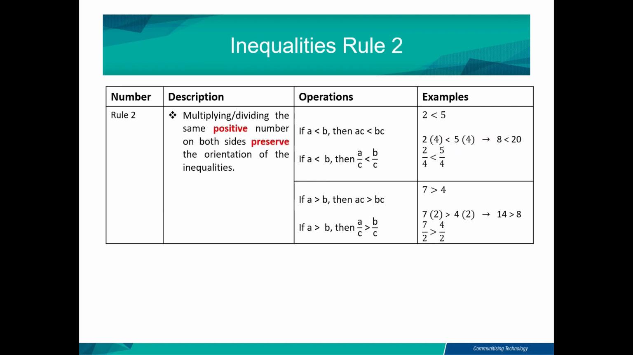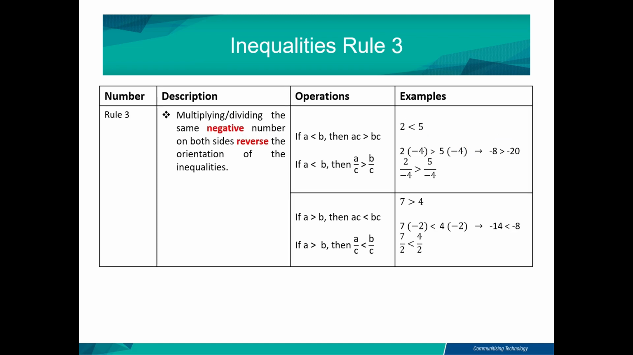When we multiply or divide by the same positive number on both sides, again it will preserve the orientation of the inequality. We have 2 less than 5, and we multiply by 4 on both sides, so the less than sign will remain as less than.